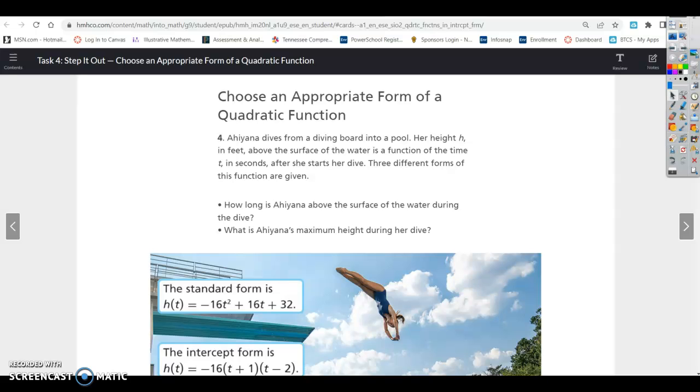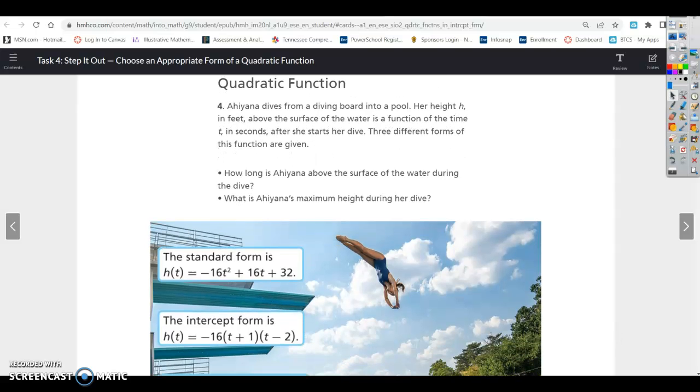Lesson 19.3, task 4. Choose an appropriate form of a quadratic function. Ayana dives from a diving board into a pool. Her height h in feet above the surface of the water is a function of time t in seconds after she starts her dive. 3 different forms of this function are given. How long is Ayana above the surface of the water during the dive? And what is Ayana's maximum height during her dive?